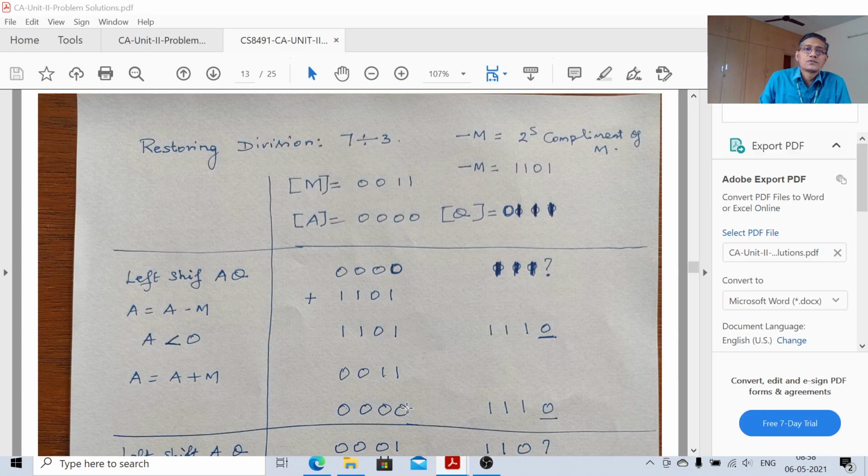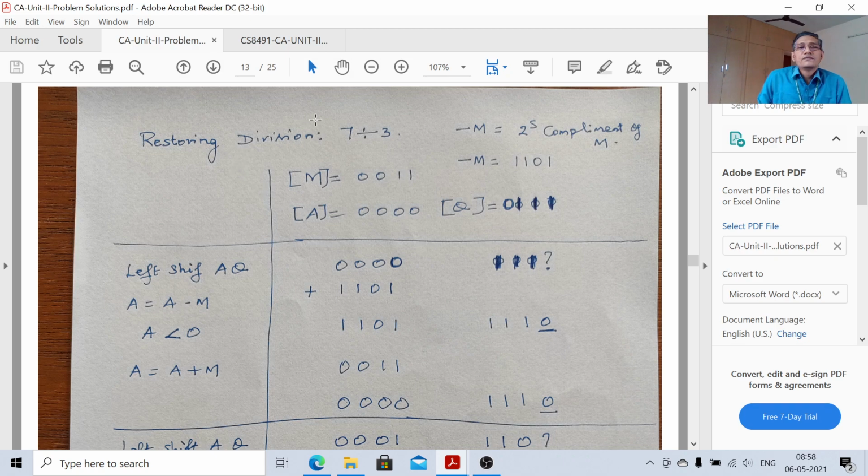Now we will come to the problem, the restoring division 7 divided by 3. We have converted 7 into binary and 3 also into binary. We know that M is going to hold the divisor, 0011, and because we are going to perform A = A - M, we are taking the 2's complement of M for that step. The 2's complement of M, which is minus M, is 1101. That is the 2's complement of 0011.